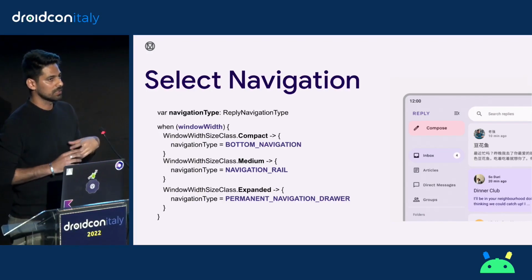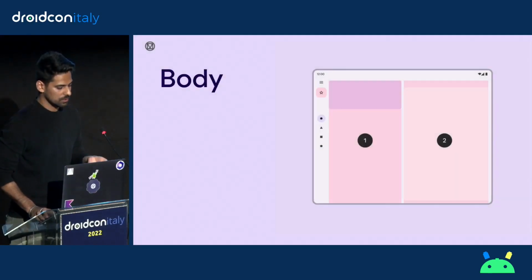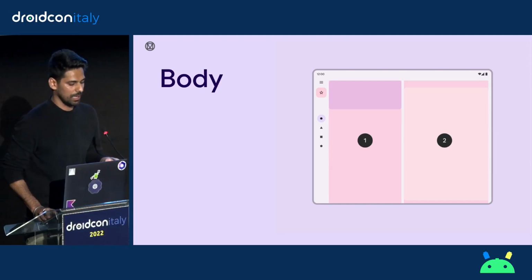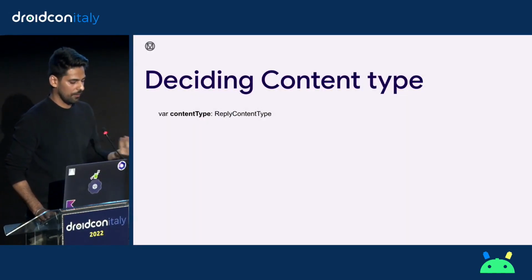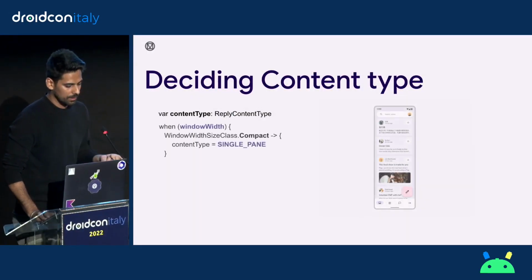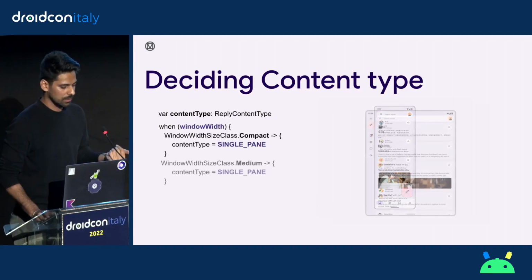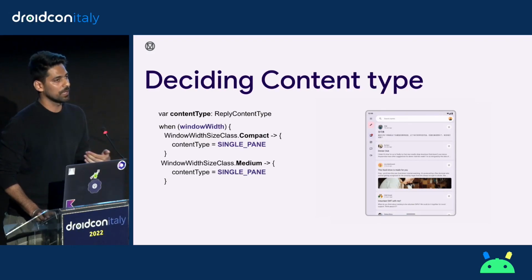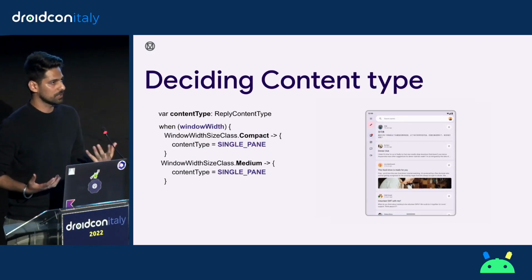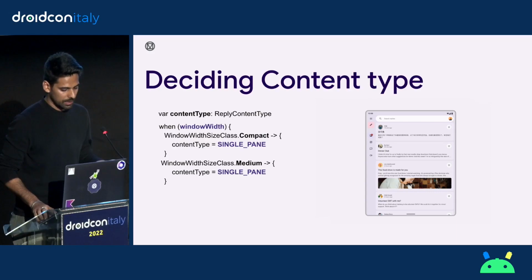Similarly, we can tie our content to this window size also. We have both single and dual pane areas. So we can say we have a variable, content type, which can be single pane if it's compact. And for medium, it can be single pane or dual pane, depending on how much emphasis you want to put on your detail area.